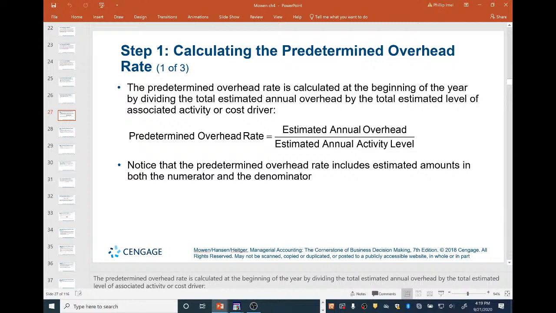Okay, so back to step 1, calculating the predetermined overhead rate, okay? So it says here that the predetermined overhead rate is calculated at the beginning of the year, and it's done by dividing the total estimated annual overhead by the total estimated level of associated activity or cost driver. So we can see here that the actual formula is: predetermined overhead rate equals estimated annual overhead divided by estimated annual activity level. Now I just want to point out here, notice they're both estimates, the numerator and the denominator, okay?